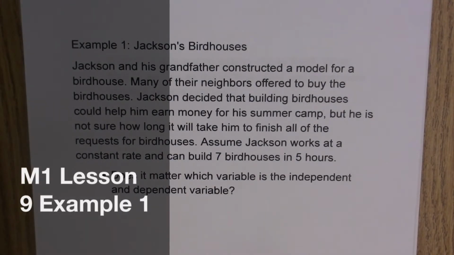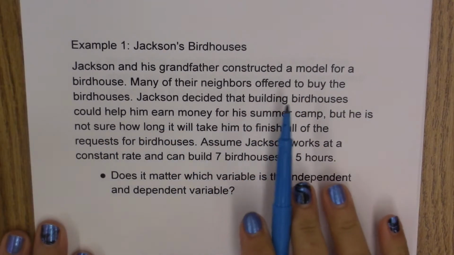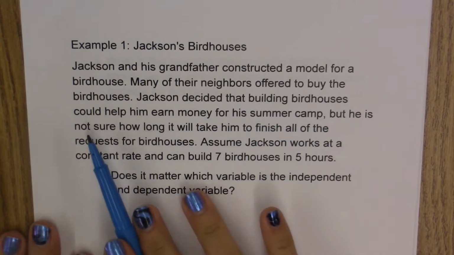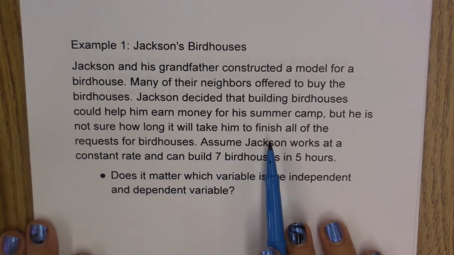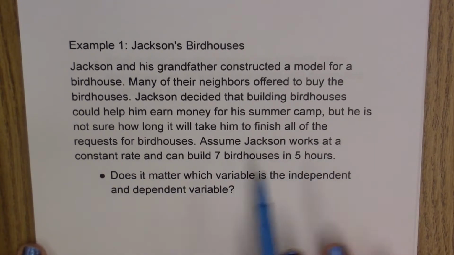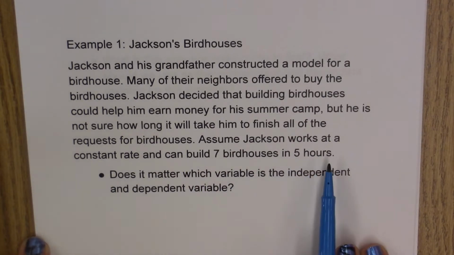Example 1, Jackson's birdhouses. Jackson and his grandfather constructed a model for a birdhouse. Many of their neighbors offered to buy the birdhouses. Jackson decided that building birdhouses could help him earn money for his summer camp, but he is not sure how long it will take him to finish all of the requests for birdhouses. Assume Jackson works at a constant rate and can build 7 birdhouses in 5 hours.